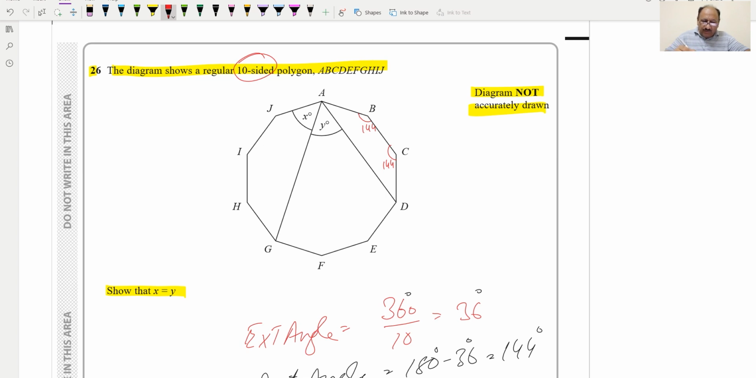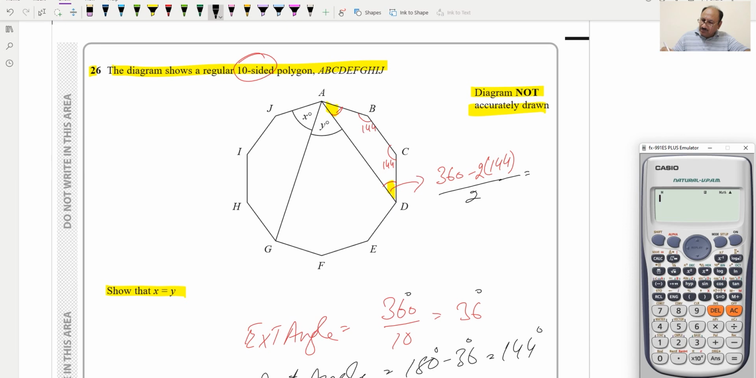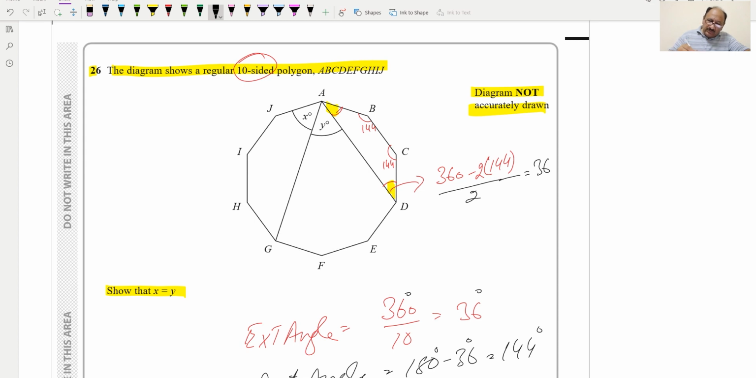So we can find the remaining two angles, and this angle will be equal to this angle. So how much will this angle be? This will be 360 minus 2 into 144, divided by 2, because these two angles are equal, so we divide by 2 and we get the answer. This will be 360 minus 2 into 144, bracket close, divided by 2, and this is equal to 36. So this is 36 degrees. This angle is also 36 degrees.